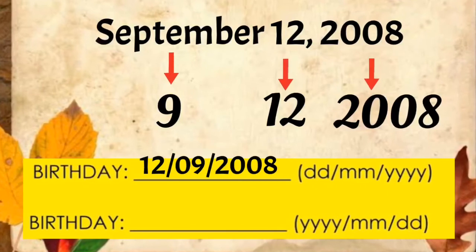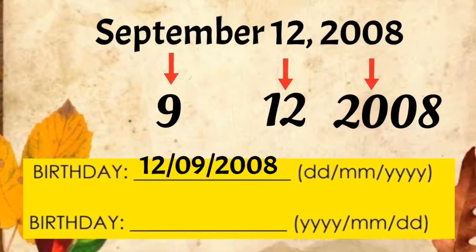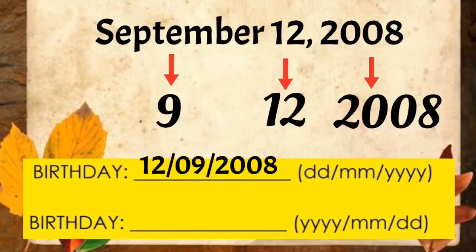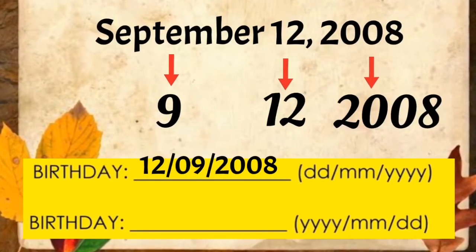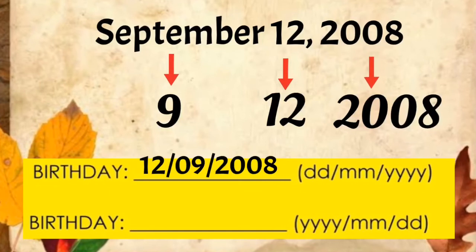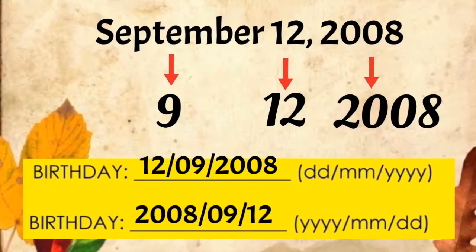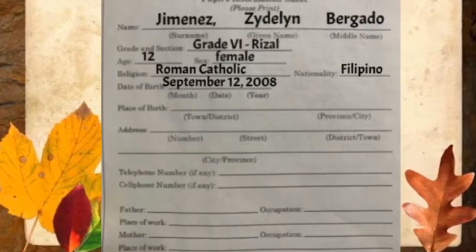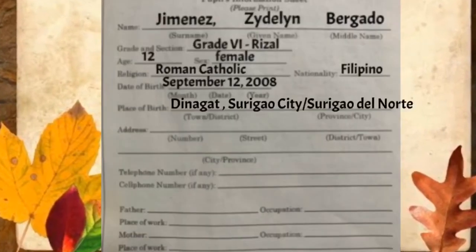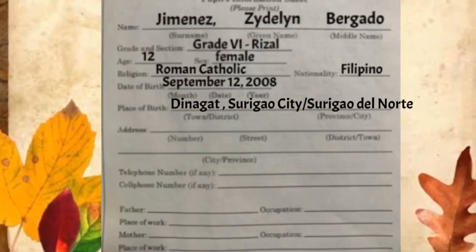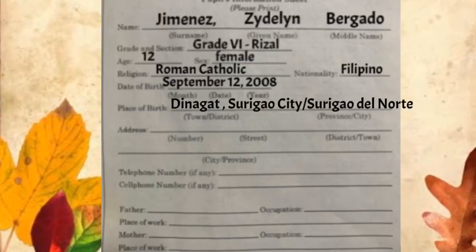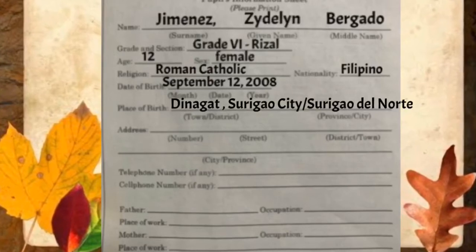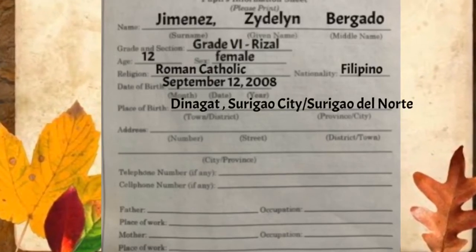For the next pattern, we have the year, the month, and the date. So we will have 2008, 09, and 12. Another important thing is the birthplace. So you need to provide the appropriate birthplace. This is the place where you were born.